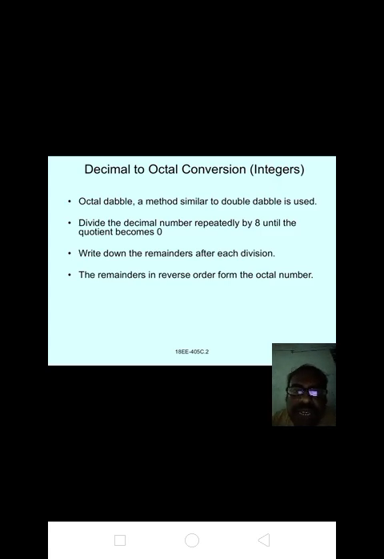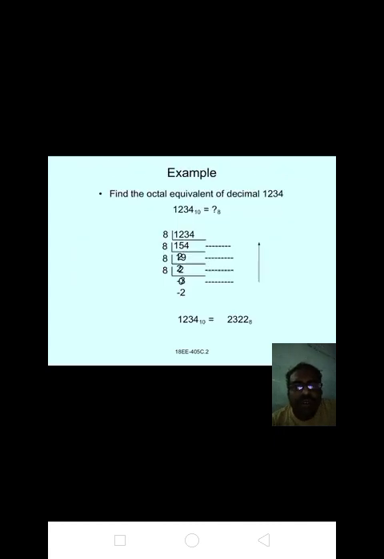Write down the remainders after each division. The remainders in reverse order form the octal number.